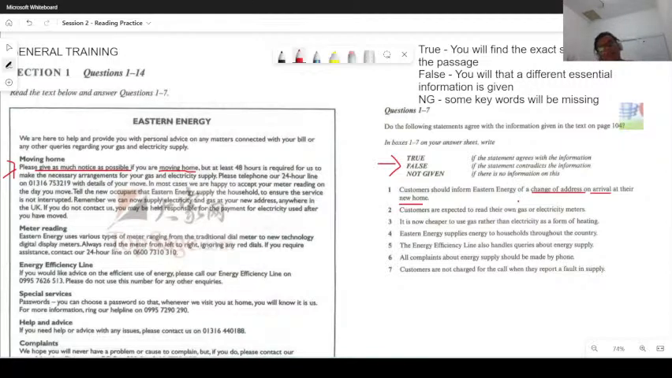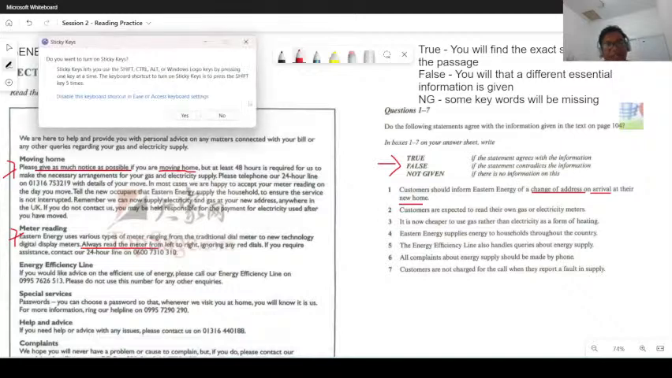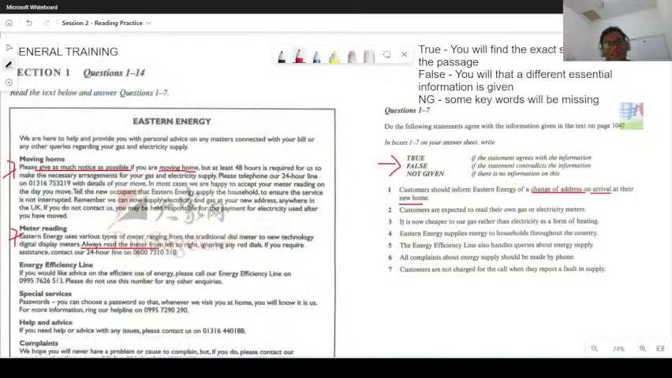Right. Now, if we move on to the next question, customers are expected to read their own gas or electricity meter. Again, easy to find, meter reading, right? Expected to read their own gas or electricity meters, various types of meter ranging from external meters to new technology. Always read the meter from left to right, right? So yes, customers are expected. So you don't even really need to highlight keywords. It's gonna clearly tell you that that's the answer, right?